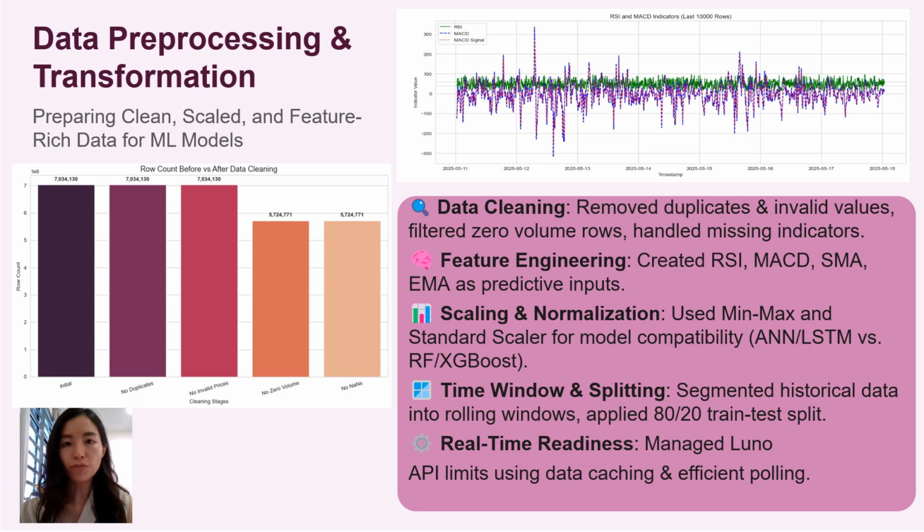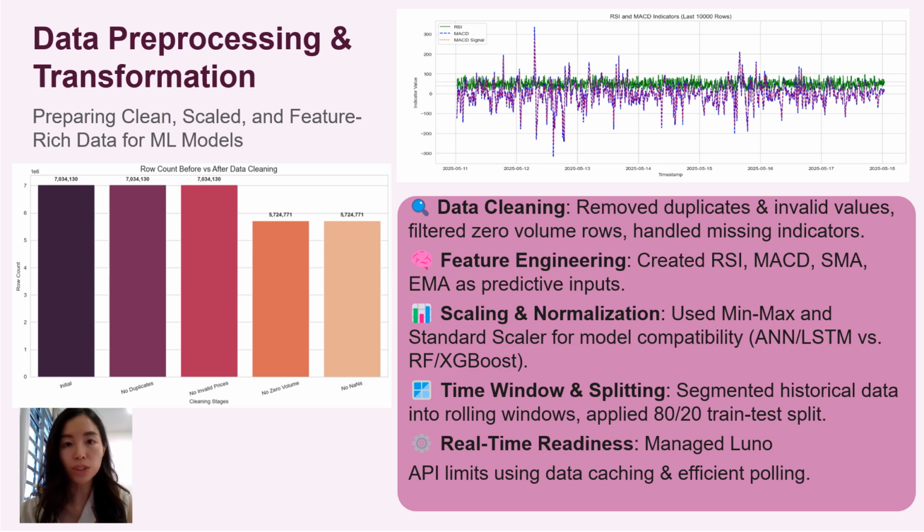In Chapter 4, we focus on preparing our Bitcoin dataset for machine learning models. This process begins with data cleaning. We remove duplicates and filter out zero volume rows. As shown in the bar chart, these steps reduce the dataset by over 1.3 million rows, ensuring only valid market activities were retained. Next, we apply feature engineering, introducing indicators.